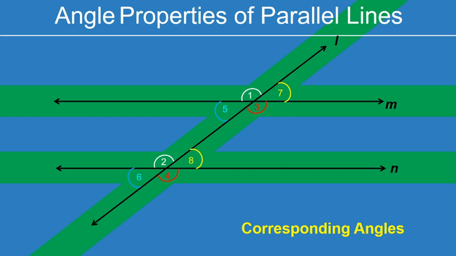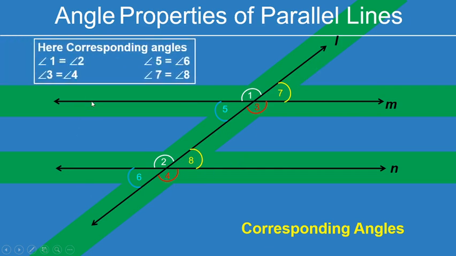So what result do we get? If two lines M and N are parallel to each other and one transversal line is there, then the corresponding angles are equal, like 1 equal to 2, 3 equal to 4, 5 equal to 6 and 7 equal to 8. So these are the corresponding angles which are equal.